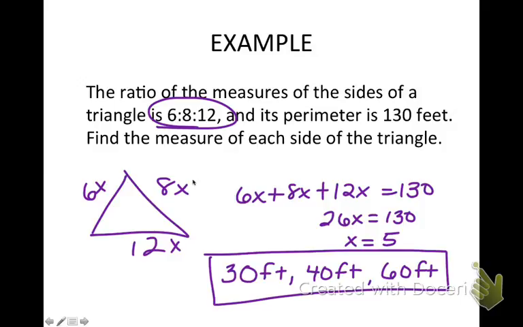On your homework, really quickly, hold on guys, I still have 2 minutes. On the homework, instead of a triangle, they might give you a rectangle. So they might just give you 6 and 8. But keep in mind, a rectangle has 4 sides. So you would have to add up 4 terms. So 6x plus 8x plus 6x plus 8x equals 130. And if it talks about the area, then you would multiply 8x times 6x and equal it to the area. All right, so you are finishing up.